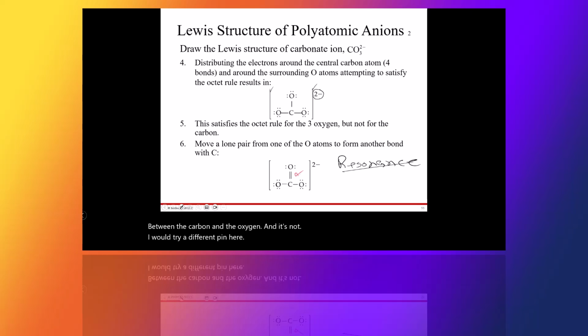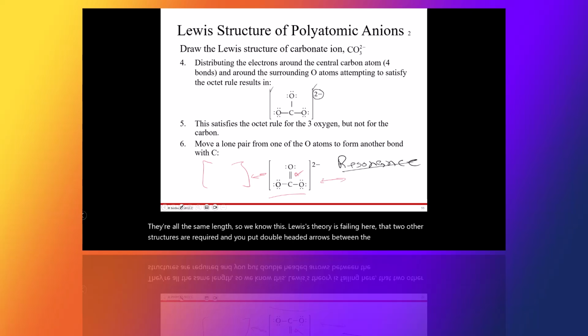They're all the same length, so we know Lewis's theory is failing here. Two other structures are required, and you put double-headed arrows between the structures, where the double bond is on a different oxygen. So there are 3 structures. It's called resonance. Lewis's theory is failing. None of them are correct, but that's the best we can do.